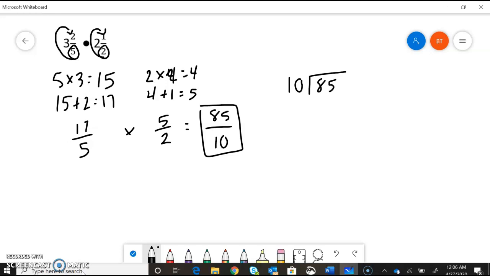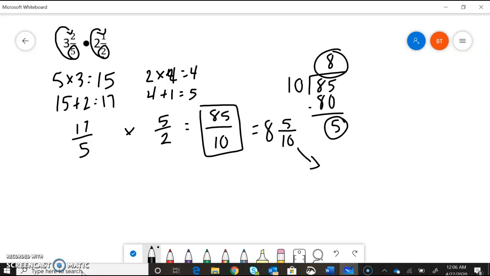Need to see how many times 10 goes into 85. So it's going to be 8 times, which is going to give us 80. 85 minus 80, we're left with 5. We stop there. Remember, 8 is now our whole number. 5 is our remainder, which is our numerator. And then the 10 stays as our denominator.